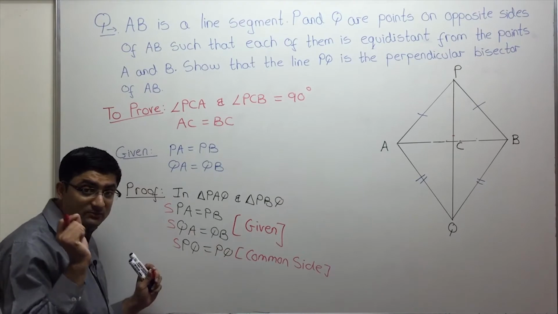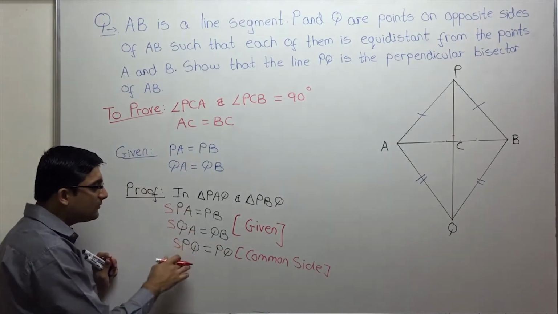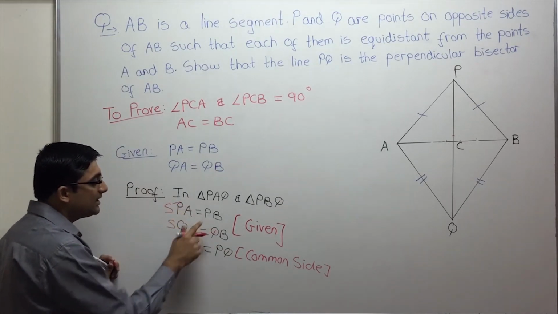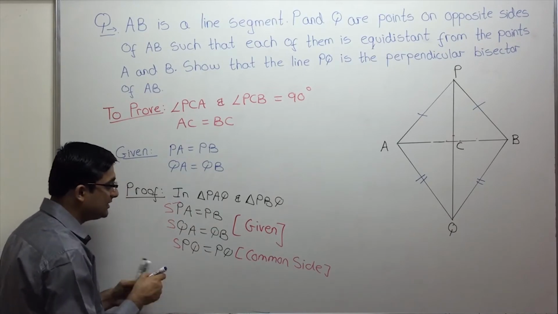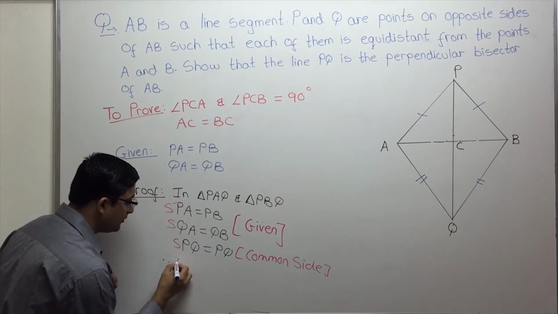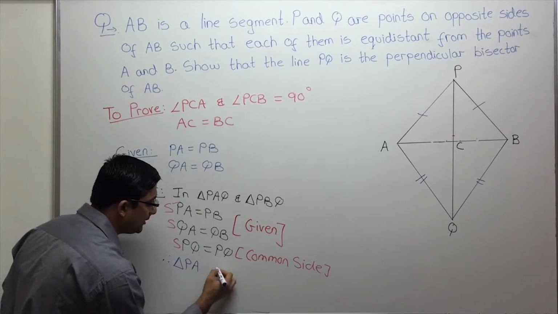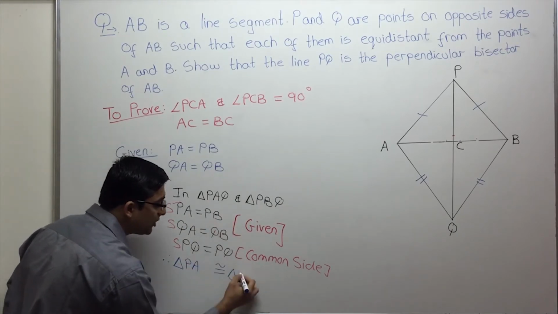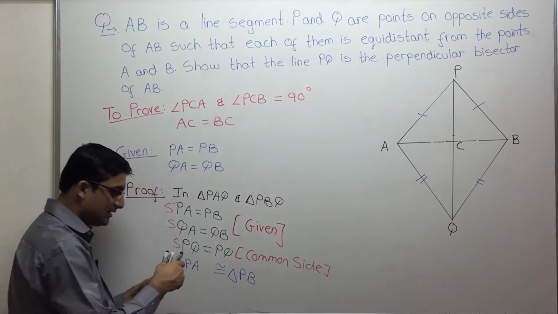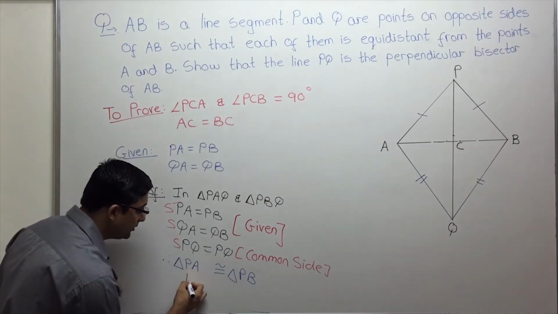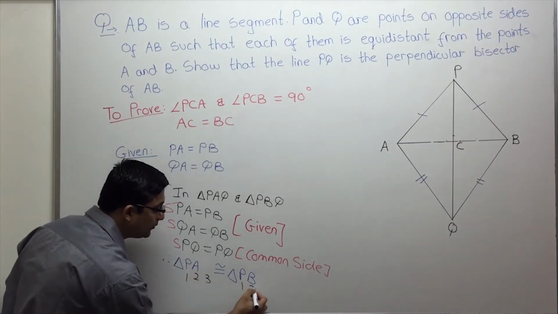So now let's smartly write the congruence statement. Choose any one of these sides. Let's say I choose this, PA is equal to PB. So we'll use this. That is, therefore, triangle PAQ is congruent to triangle PBQ. Just copy this as it is. Next, label 1, 2, 3, 1, 2, 3.